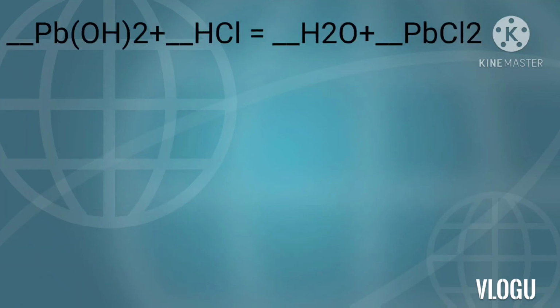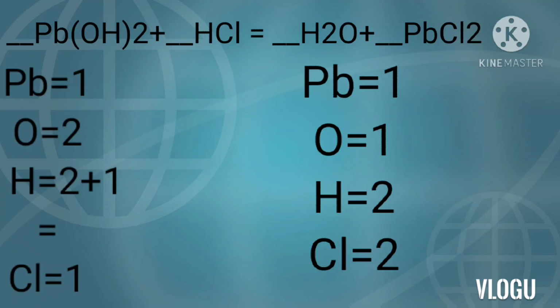9th example: lead hydroxide plus hydrochloric acid equals water plus lead chloride. Lead contains the same 1. Oxygen has 2 and 1. And our hydrogen on the left has 2 and 1 because we have 2 hydrogens here. And on the right, we have hydrogen 2. And our chlorine contains 1 and 2.